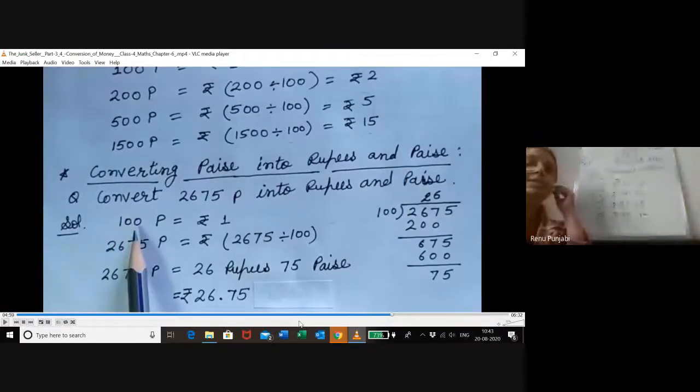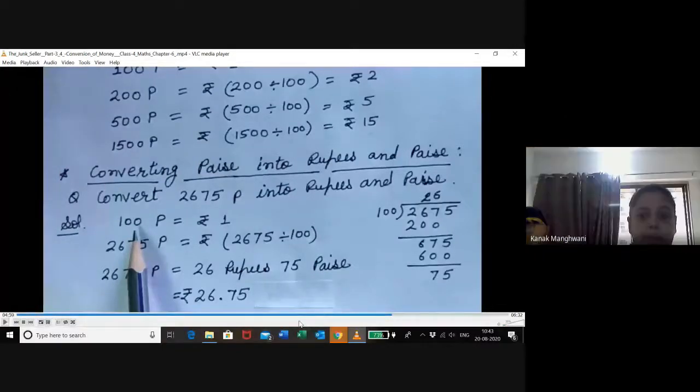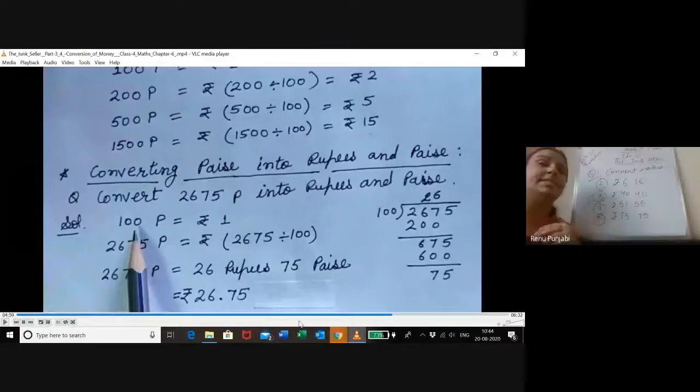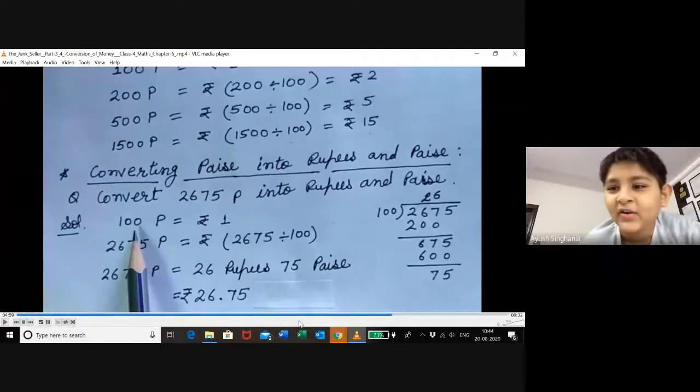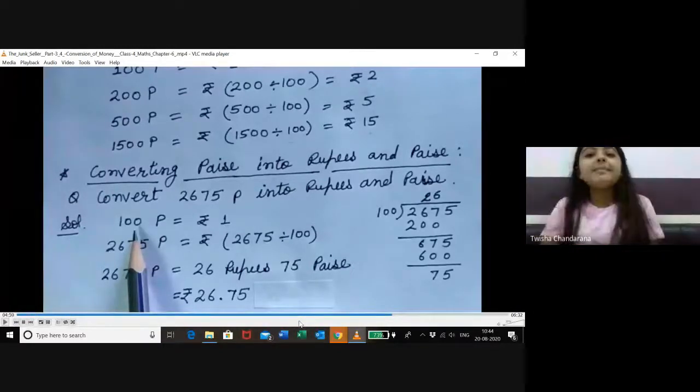Yes, this is convert 2,670. Am I audible to everyone? Yes, ma'am. Convert paisa into rupees and paisa. Here the situation comes, you will have some part in rupees also and some part in paisa also. Before, the question was that everything was converted.